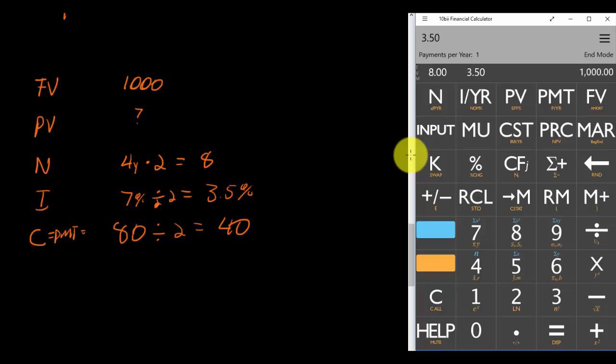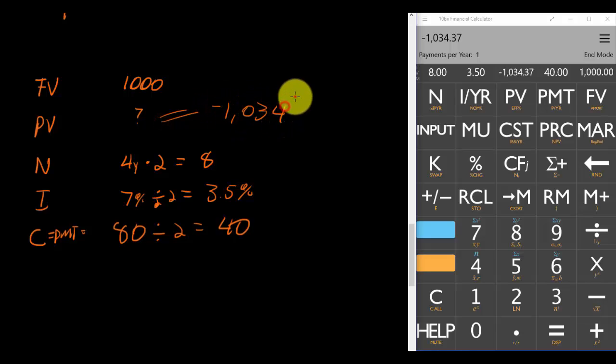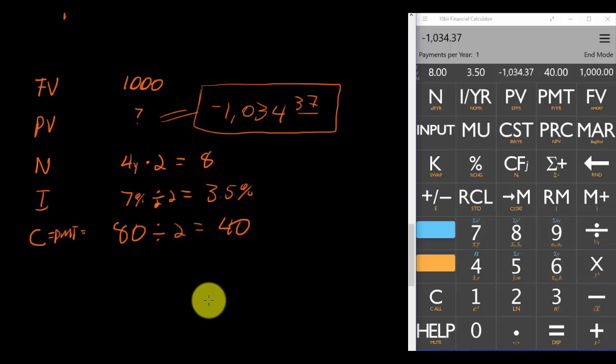My present value is what I'm looking for. That's the price of the bond. And my payments are $40 per period. So that's going to be 40 per period. And now I'm going to calculate present value. And that gives me that the price of the bond is equal to $1,034.37. And that's it. It shouldn't be more complicated than that.